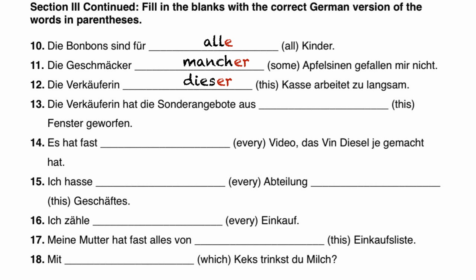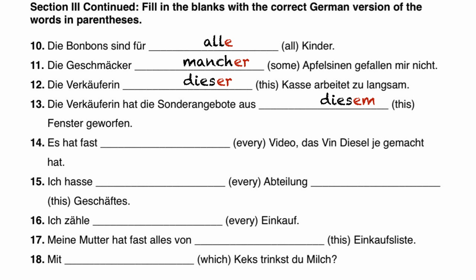Die Verkäuferin hat die Sonderangebote aus something Fenster geworfen. This, as a base form, would just be dies. Since we have the word aus, we know that whatever is after it is dative. Fenster is a neuter noun, so we use here diesem for the dative neuter. Die Verkäuferin hat die Sonderangebote aus diesem Fenster geworfen. The salesperson threw the sale items out of this window.